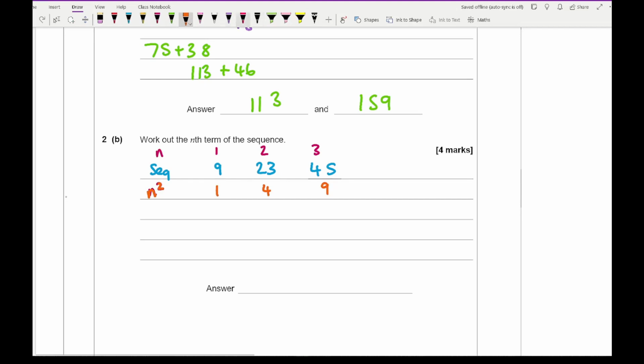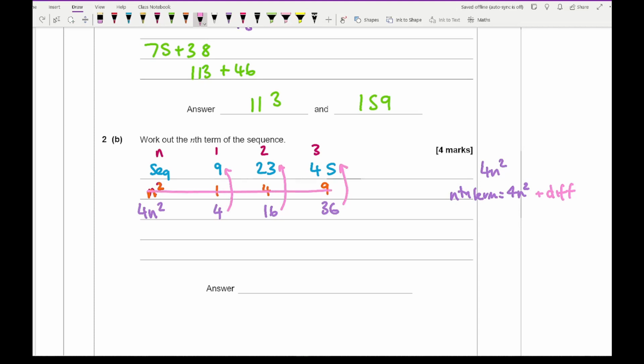Now because the double difference was 8, 4n squared is going to be in the formula, so I can then work out what 4n squared is. So that's going to be the orange number times 4, so that's going to be 4, 16 and 36. Now the nth term is going to be 4n squared plus the difference. And the difference is between 4n squared and the sequence. Now again, if you've got multiple numbers in your little table of working out, make sure that you are not getting yourself confused. So I don't need the n squared one now, I can just put a line through it.